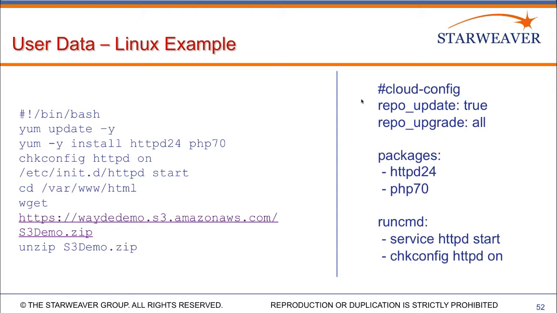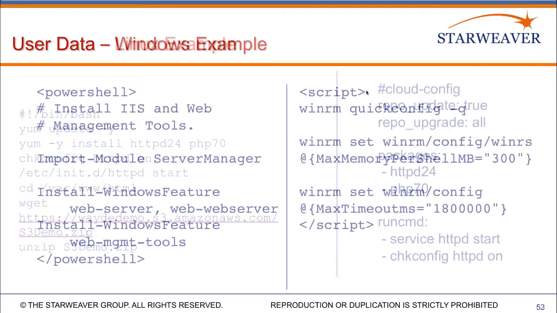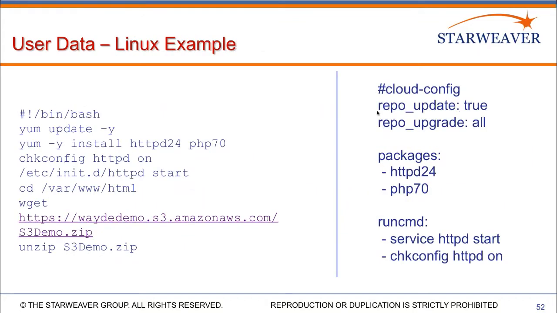In addition to that, there's another way that you can execute user data, and it's a different format where you just list the stuff that you want to have happen. In this case, it's a cloud config format. You basically just say that you want to update the repo, upgrade, what packages you want to install, and then you can run commands like that. It's a little bit easier to use cloud config in case you're not a developer.